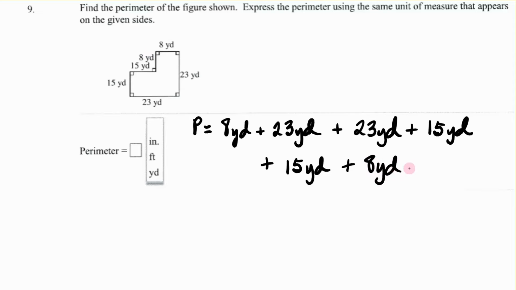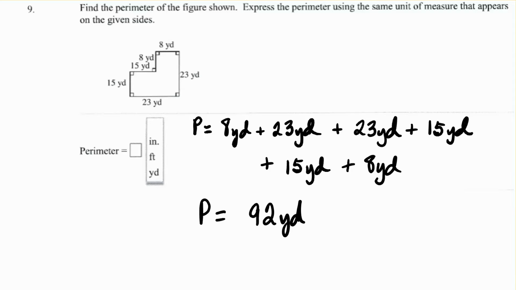Now, I typically do this. There's 1, 2, 3, 4, 5, 6 sides. I have 1, 2, 3, 4, 5, 6 numbers because it's very easy to overlook one. Using my calculator, I add all of those numbers and I get 92 yards.